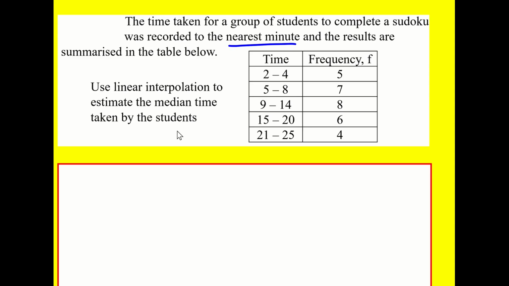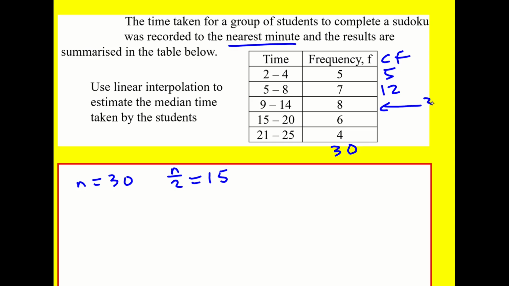All right, so let's add up the frequencies. Hopefully getting into this habit now, just before we worry about the group. Add up the frequencies. Again, it's 30. N is equal to 30. N over 2 is equal to 15. Let's find essentially the cumulative frequency. So 5, 12. Okay, it's going to be in this group here, and it's going to be the third value.